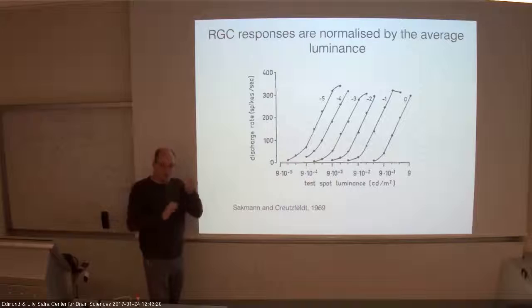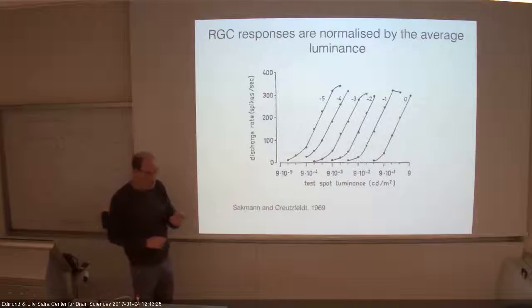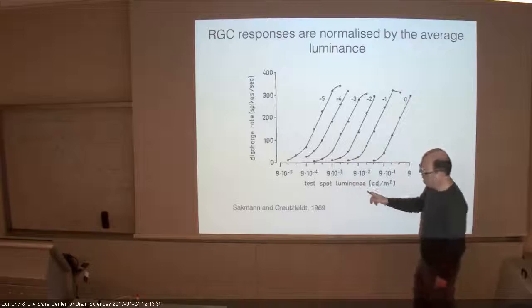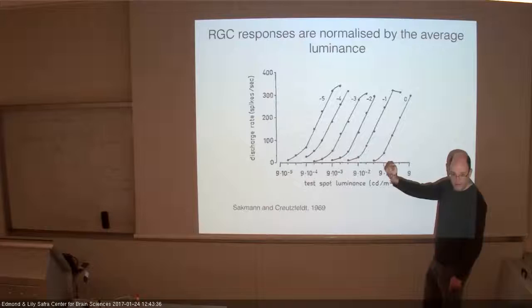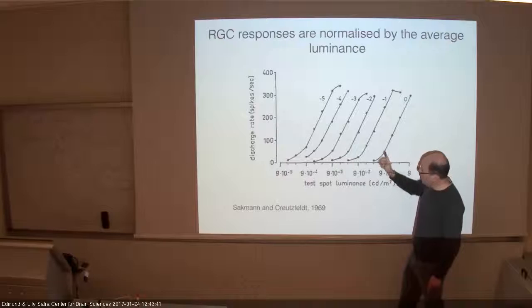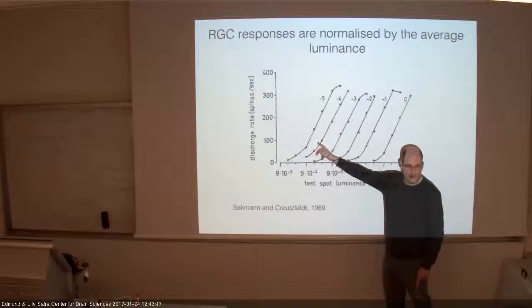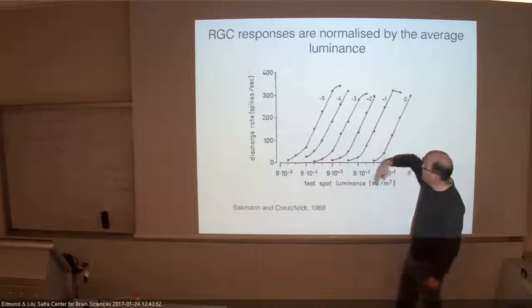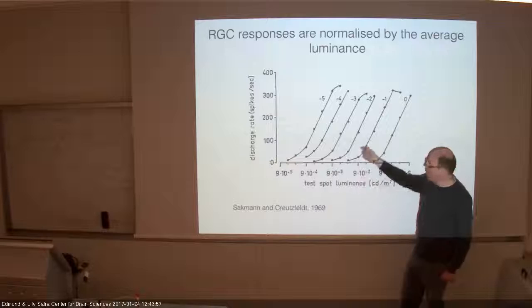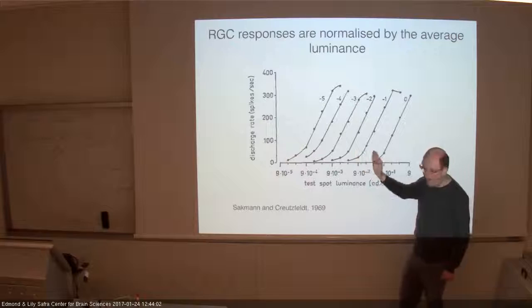If you report on a particular ganglion cell, you ask what is the firing rate of the cell as a function of a spot of illuminance provided at the center of the receptive field. So you provide a light with different intensities, and you get these different curves depending on the background. If you multiply the background luminance by 10, you will need a test spot which is 10 times larger to elicit the same response. Very simple scale.